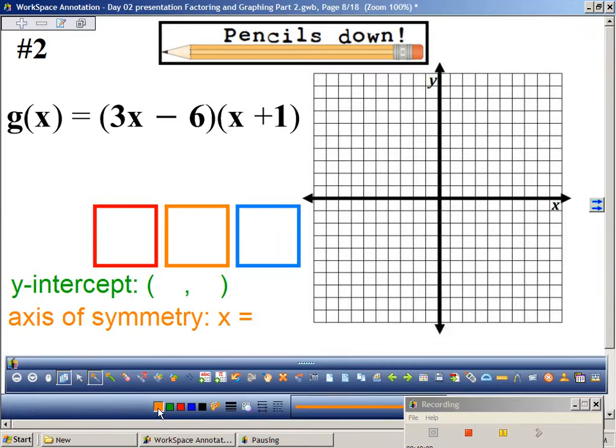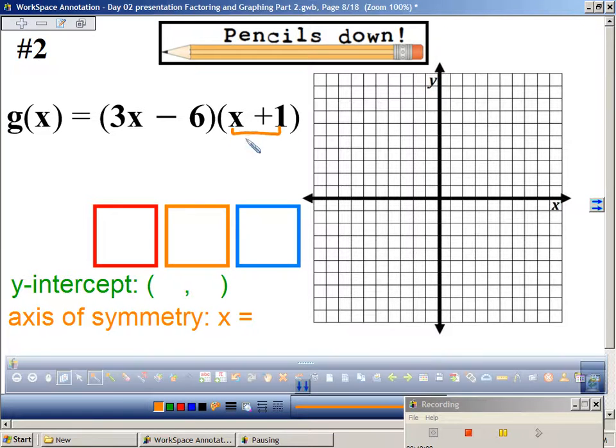I know what one of those zeros are. It's right here. It's -1. But to find this other zero, I need to factor out that 3. And when I divide 3 by 3, I get x. And when I divide 6 by 3, I get -2. So see, Jamari, I'm just finishing it because it doesn't make any sense with it just being that. It's the whole thing. So my other zero is at 2. So I'm going to go over to 2.